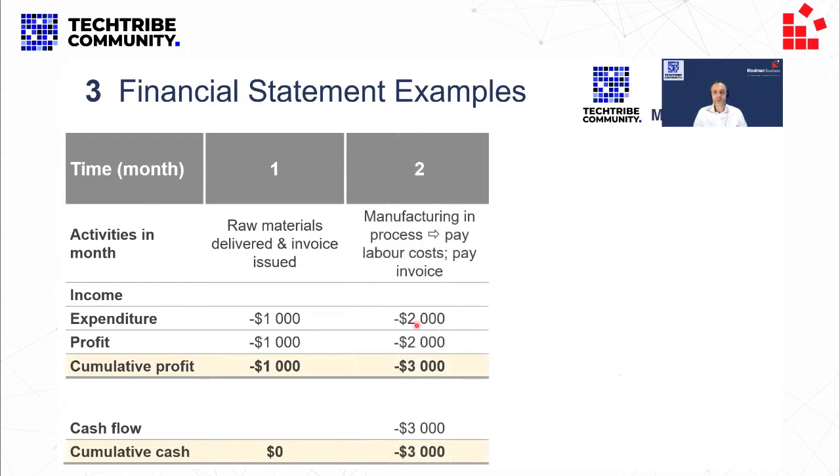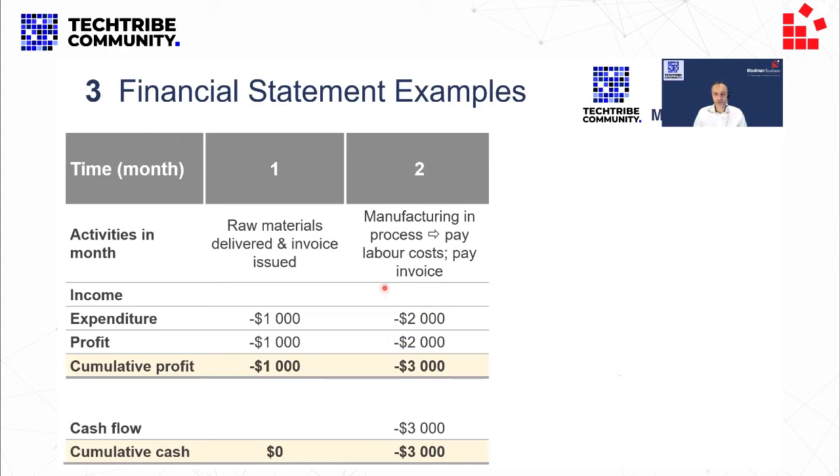So let's say now in month 2, the factory is manufacturing the products because they've received the raw materials. So it's manufacturing in process. Now they have to pay the labor costs, and that's an expense in the second month. And say that the labor expenses are $2,000. They still haven't received any income. They haven't even delivered the product yet. So in this month, they have an expenditure. They account in the income statement for the labor cost of $2,000.